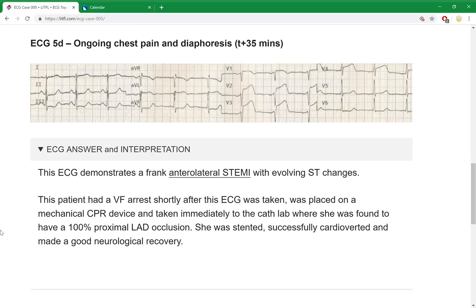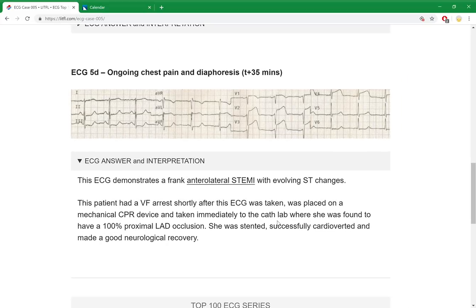They were placed on probably a Lucas device, which is just an automated CPR device, and taken to the cath lab, and they had a 100% proximal LAD occlusion. She was stented, successfully cardioverted, and made a good neurological recovery. Remember, it's a female patient. Males and females are both at severe risk for MI when they have these changes.